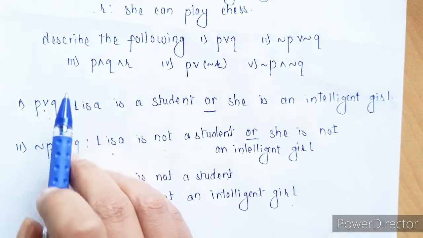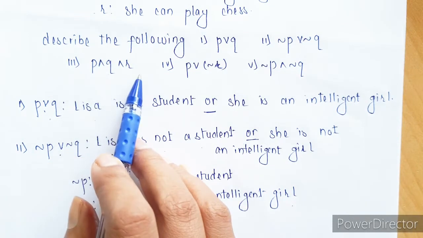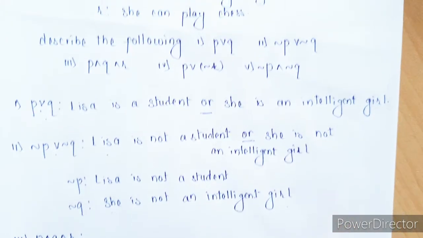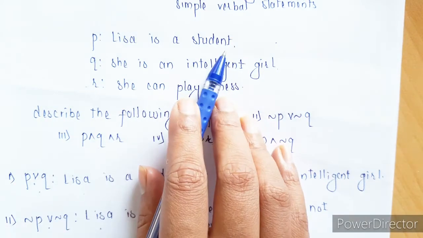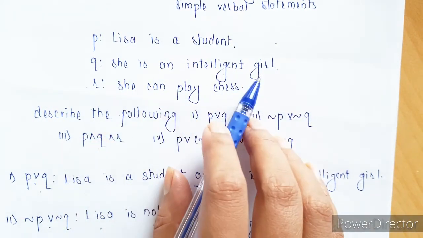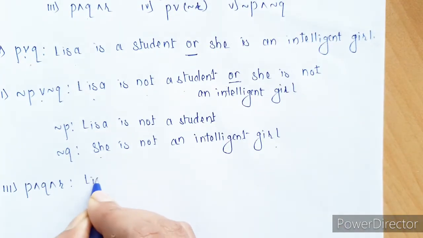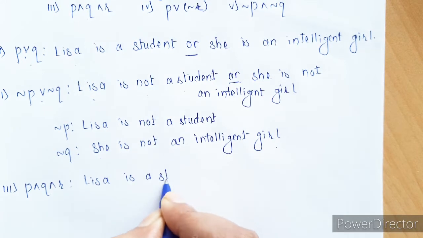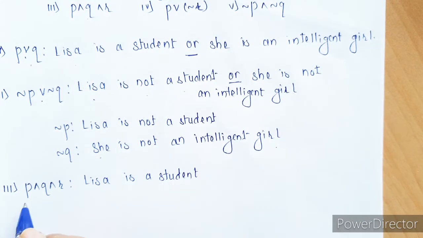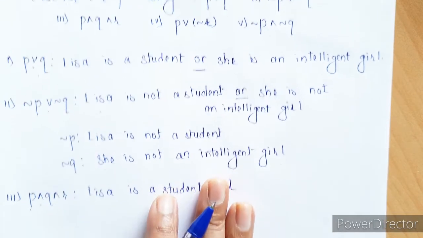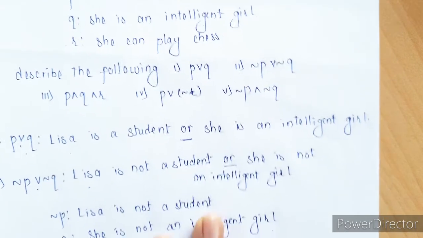Okay. So third one, in the third one we have P and Q and R. So we have to connect all three using the connective and, conjunction. So first, Lisa is a student and she is an intelligent girl and she can play chess. So it is Lisa is a student. We are done with P, then connective and then Q. Q is she is an intelligent girl.